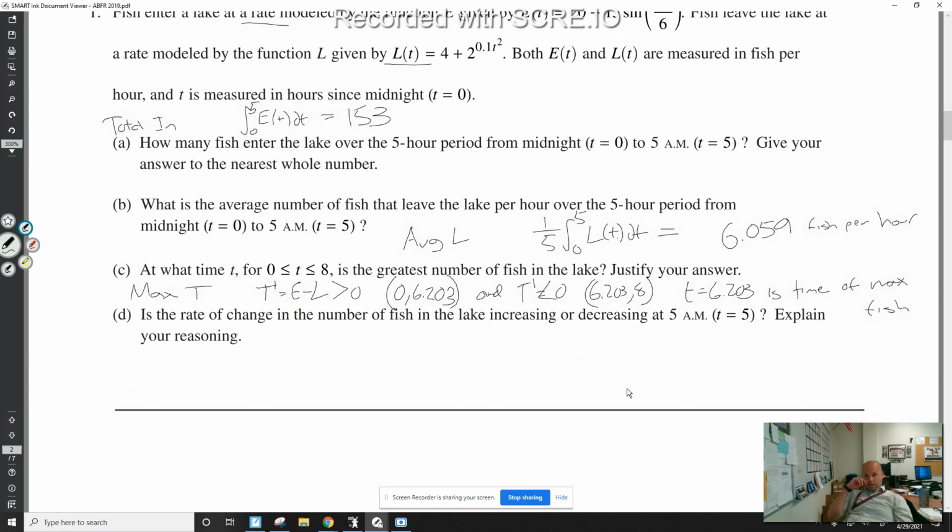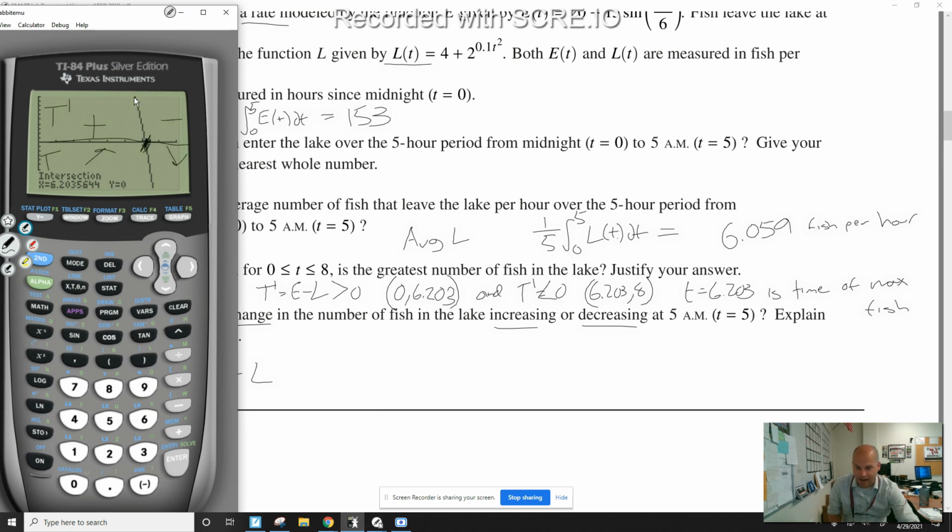Part D, is the rate of change in the number of fish in the lake increasing or decreasing? Now, this is tricky. Okay? Is the rate of change increasing or decreasing? The rate of change of the total amount of fish is E minus L. Now, you could look at E minus L at 5 and say the slopes are negative. The slopes look negative. Okay? Like, we have graphed E minus L. And it's like, how is this changing? Is it increasing or decreasing? And you can kind of see what's going on at 5. At 5, your values are definitely decreasing.